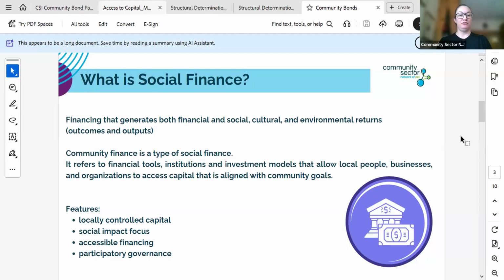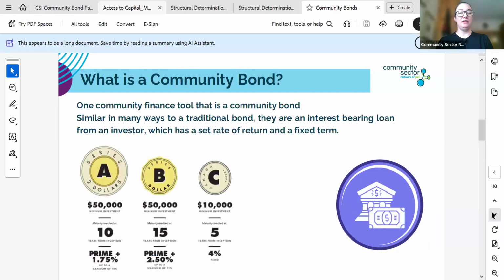And within that social finance, community finance is a subset, and it refers to the tools and institutions and models that allow your community and local businesses and organizations to be aligned with those goals. And really the features of this is it's locally controlled capital with a social impact focus, with accessible financing and participation in terms of governance. So a community bond is a subset of that community finance tool. So what is a community bond?